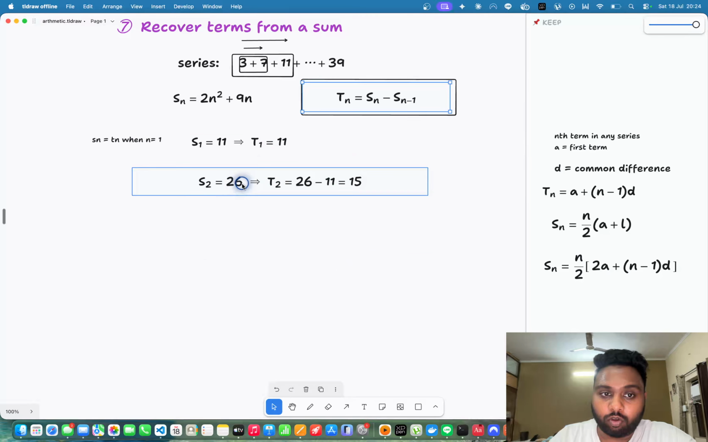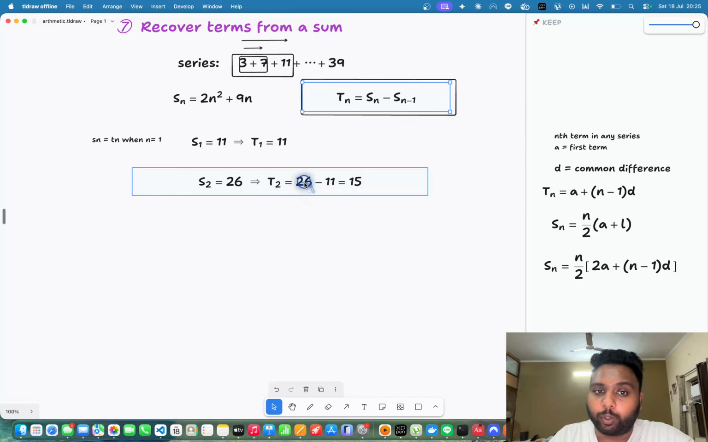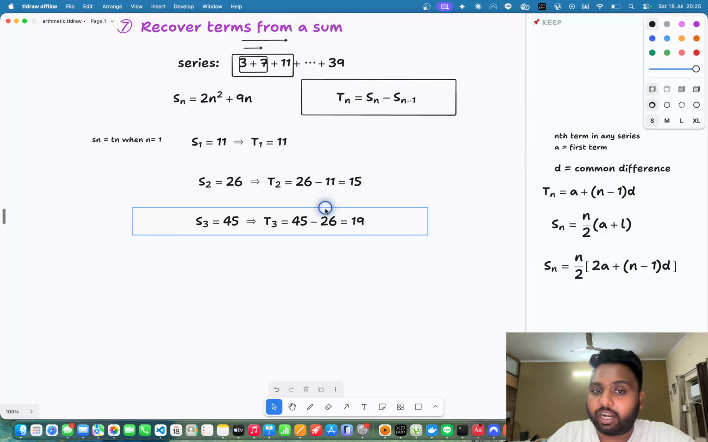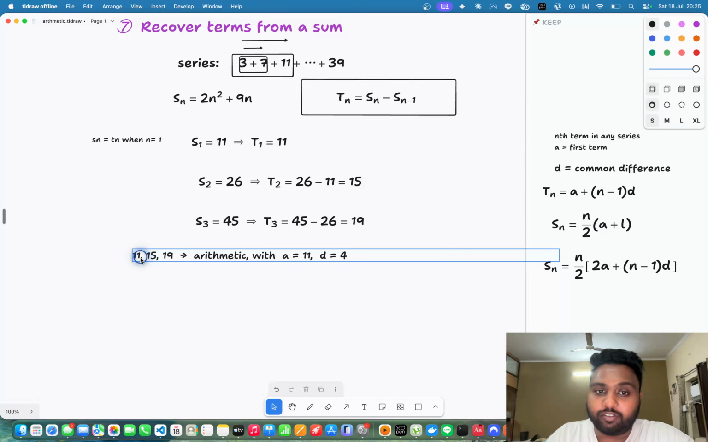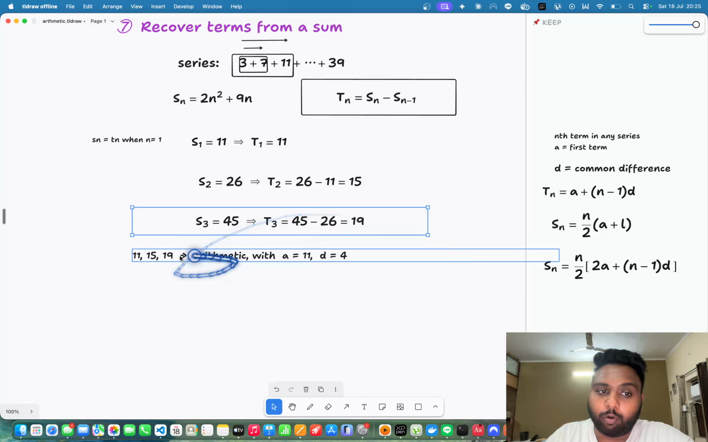Okay, so using that we derived S2 and we put it into the equation and we say the sum of the first two terms is 26 and my first term is 11, then my T2 is going to be 26 minus 11, which is equal to 15. And so on and so on. Like this we can derive as many terms as we like. So we can take S3, and we know that T3 is going to be S3 minus S2, which comes out to be 19. And just like this we have an arithmetic sequence with a equal to 11 and d equal to 4.